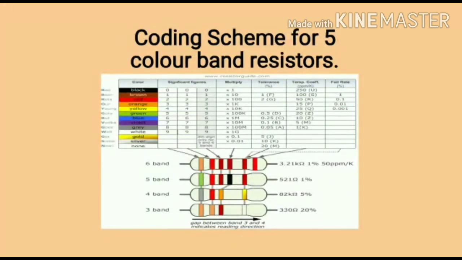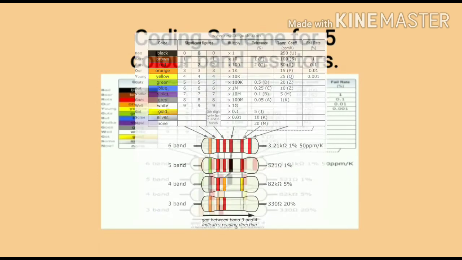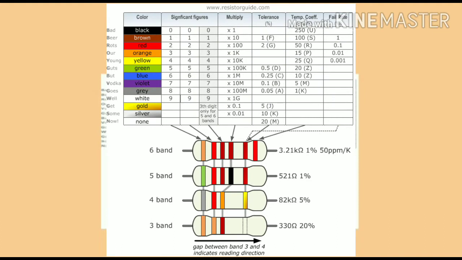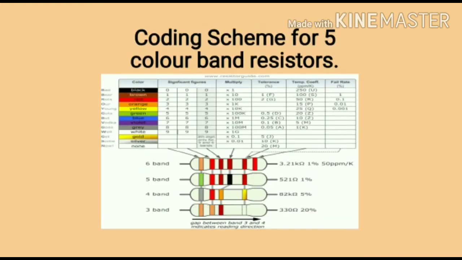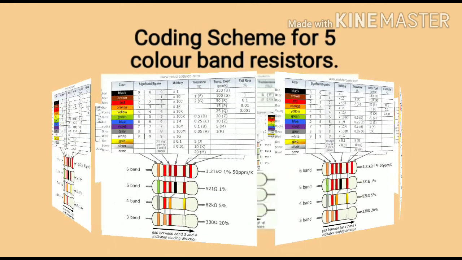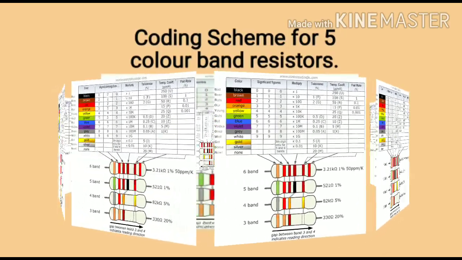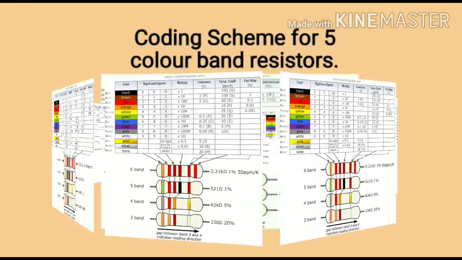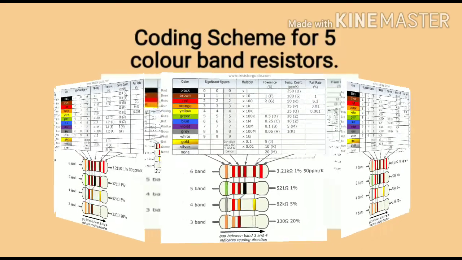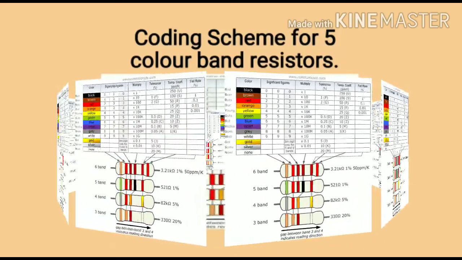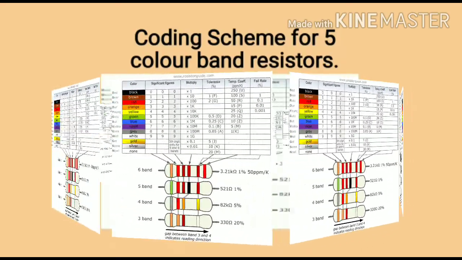Let us see the coding scheme for 5 color band resistors. For 5 color band resistors, first color indicates the digit, the second color band indicates the digit, third color band indicates the digit, fourth color band indicates the multiplier, and fifth color band indicates the tolerance.